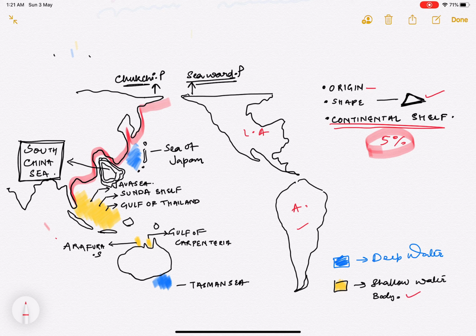Now, within this itself, we'll talk about the shallow water bodies. As you can see, the shallow water bodies include your Java Shelf, Sunda Shelf, Gulf of Thailand. Similarly, we have the Arafura Sea and the Gulf of Carpentaria. And again, if we look at the deep water body, we have the Tasman Sea as well as the Sea of Japan. The Sea of Japan has recently been in the news because of the conflict with China over the Diaoyu Islands. Similarly, we have the transitional water body, which is your South China Sea. As you know, within the South China Sea, we are also having conflict between some of the Southeast Asian nations, not all, with China.